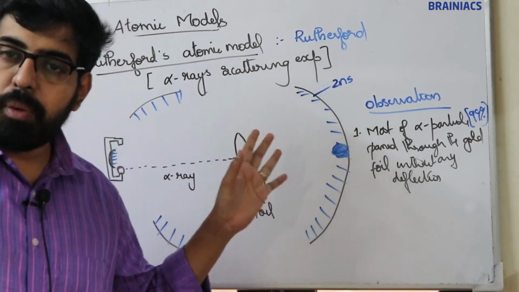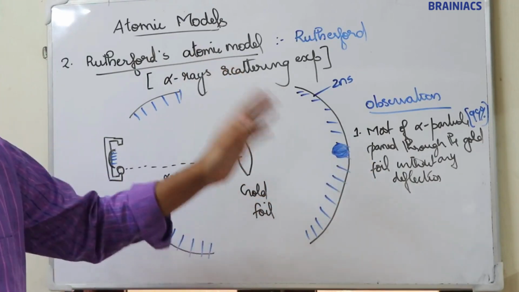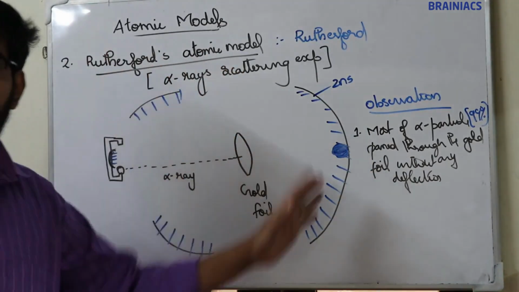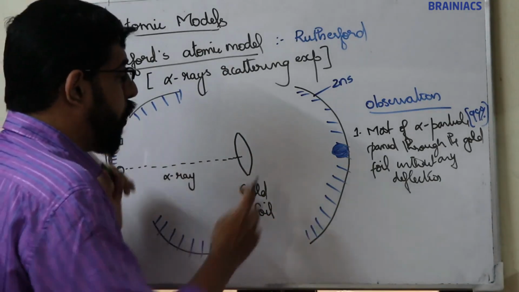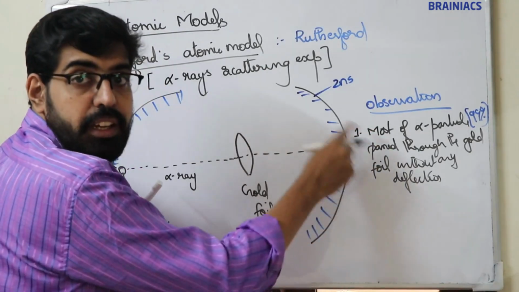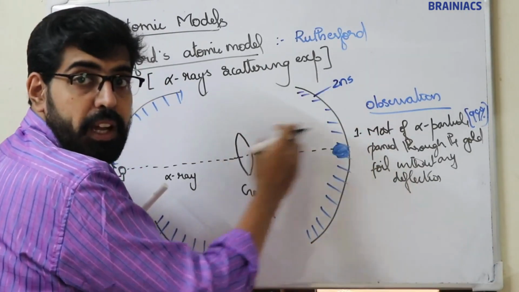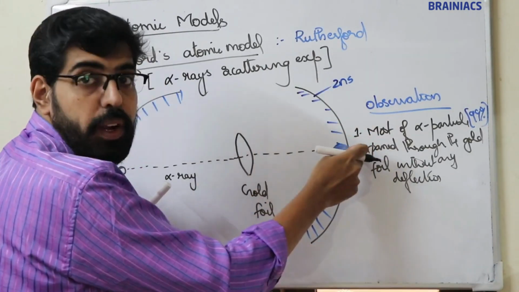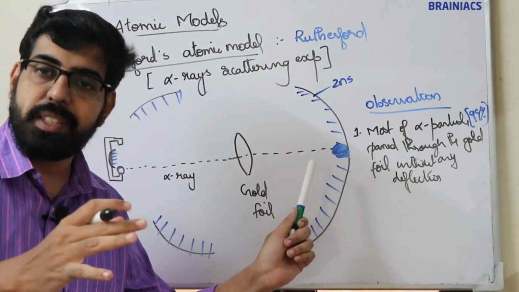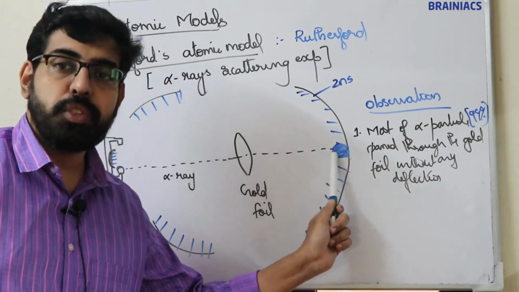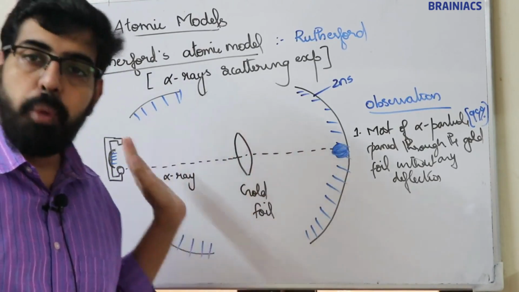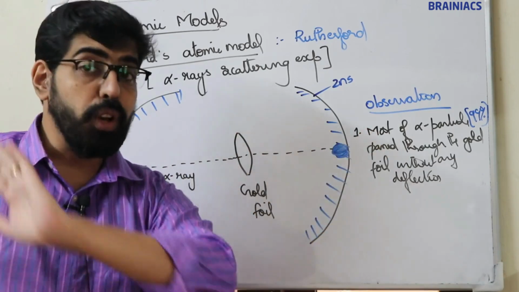So most of the alpha particles, nearly 99%, pass through the gold foil without any deflection, and strike just behind the zinc sulfide screen. He is getting scintillation just behind the gold foil 99% of the time. This shows that the majority of alpha particles pass through the gold foil without any deflection.